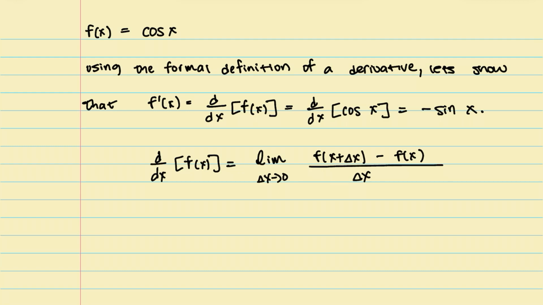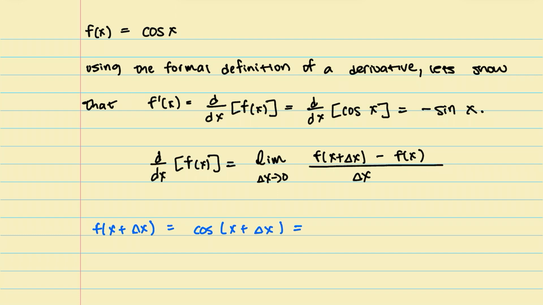Remember that the formal definition of a derivative is the limit as delta x approaches 0 of f of x plus delta x minus f of x, all divided by delta x. To use this definition, let's first find what f of x plus delta x is. f of x plus delta x is just cosine of x plus delta x.